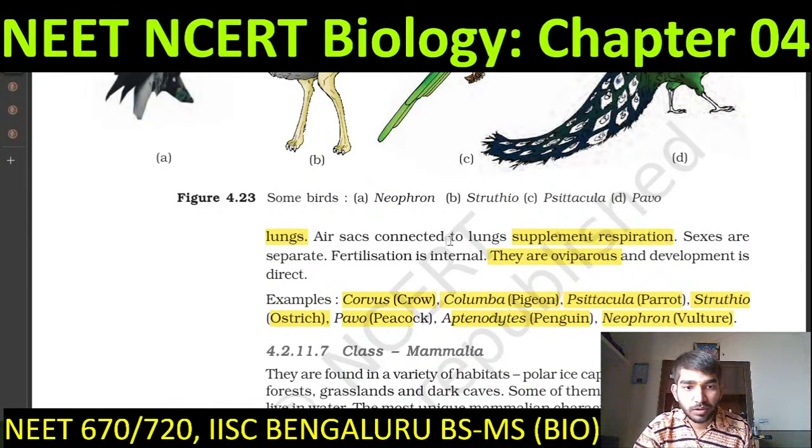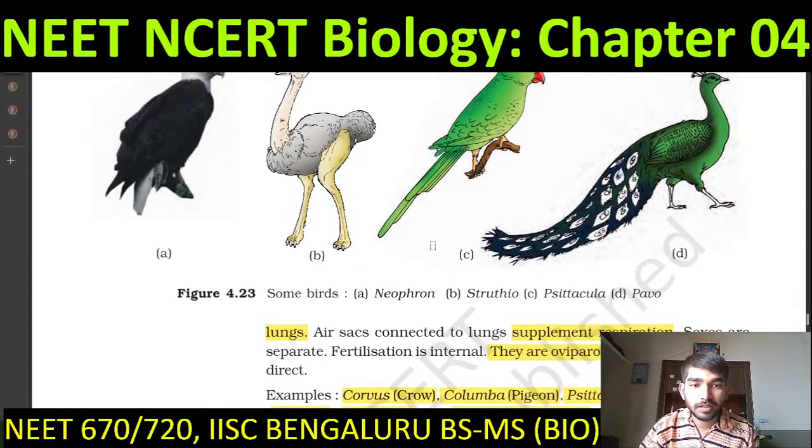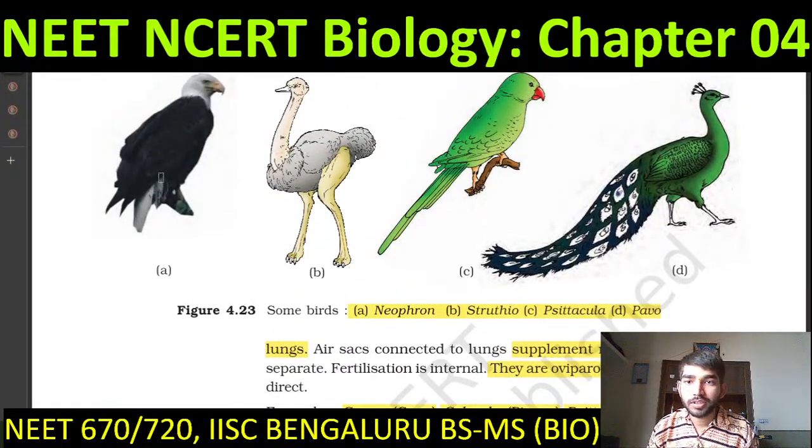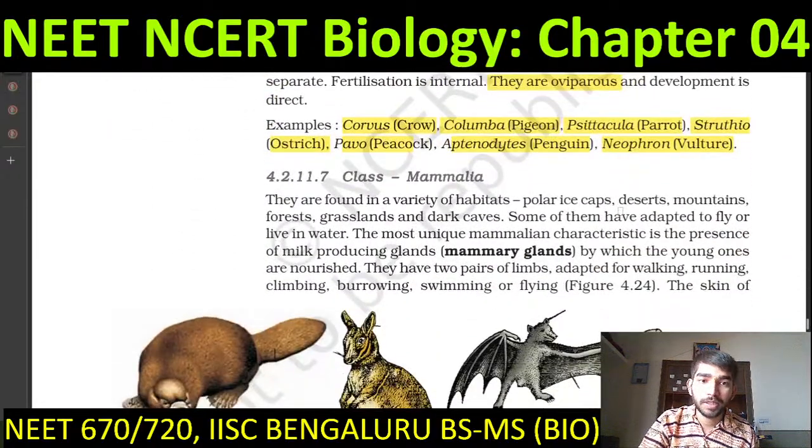So all these names you should remember. I mean, there are not that many names. If you study it in depth, there will be thousands of names, but at least the examples that are given in NCERT must be revised and understood properly. So Neophron, you can see vulture, Struthio is ostrich, Psittacula is the parrot, and Pavo is peacock. So like that, you can make some flashcards to remember all these things, and you can easily remember them for long term.